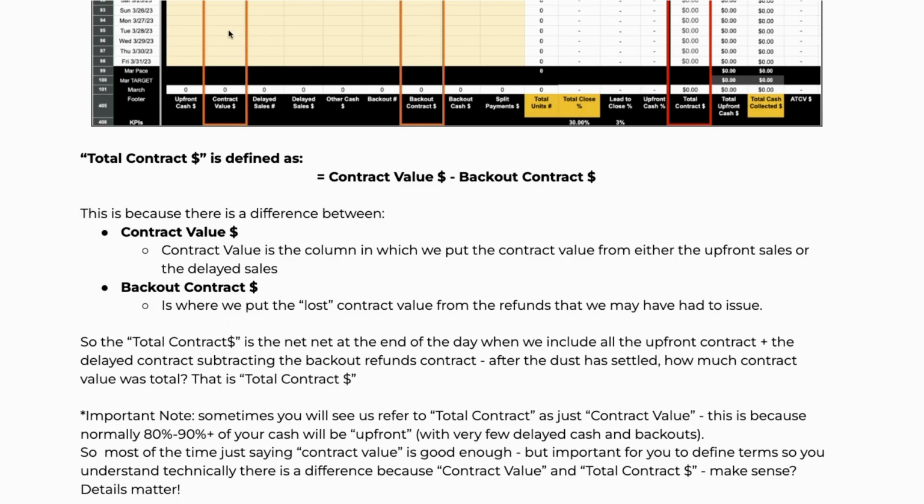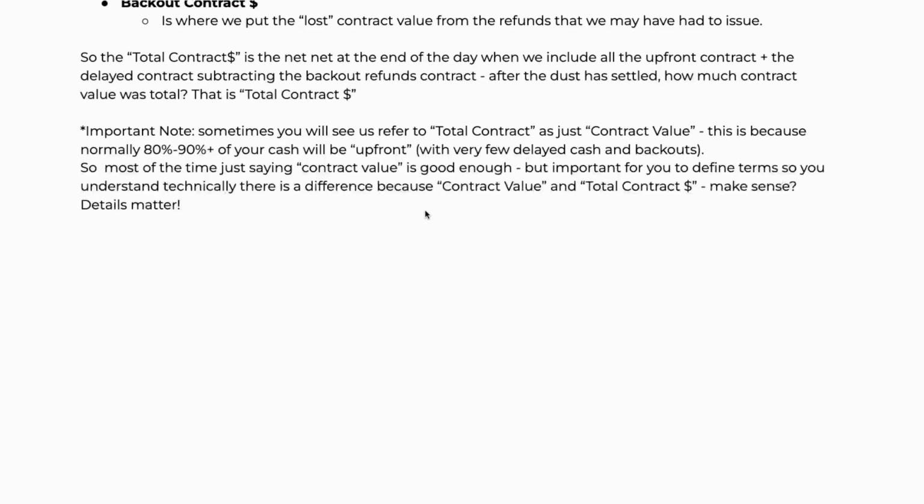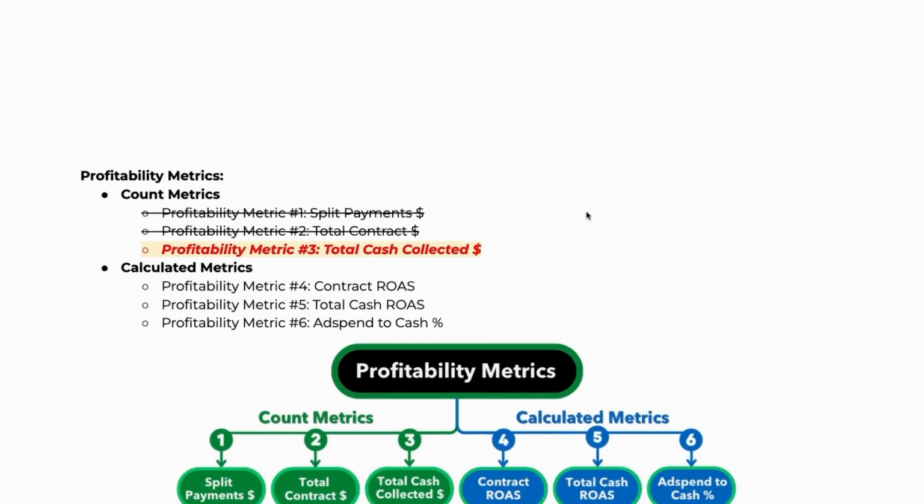Now, another quick point about this is that sometimes we will, kind of in slang language, refer to total contract as just contract value. And the reason is because most of your contracts are going to be like upfront contracts with very few delayed and backouts. And so typically, in slang, quick conversation, we might say, hey, what's your contract value? You just want to understand that in your mind, you want to either ask, hey, are you referring to total contract? Are you referring to upfront contract? Like, what kind of contract are you talking about? Or you just understand that it might also mean just total contract net. Okay. So ladies and gentlemen, that is going to be the second count metric, which is total contract.